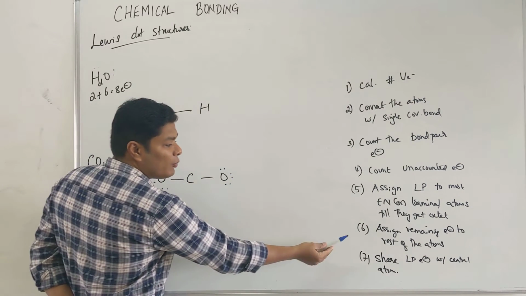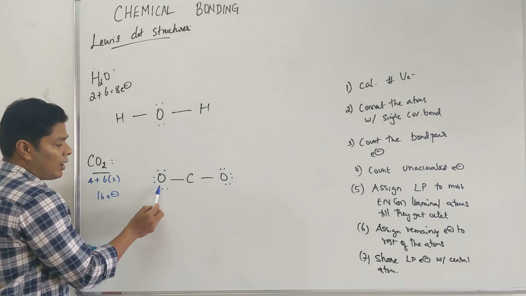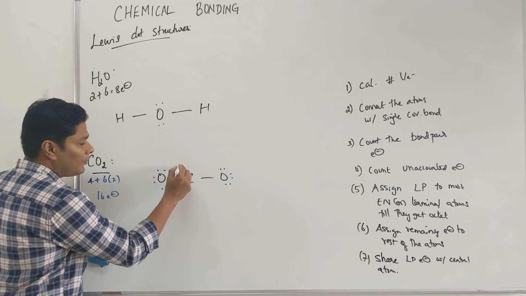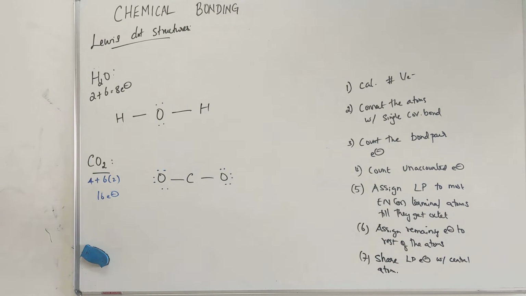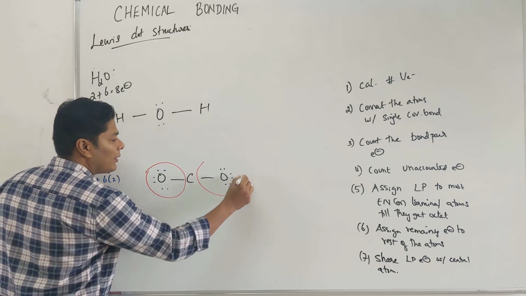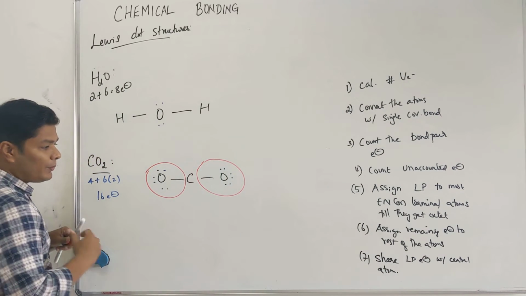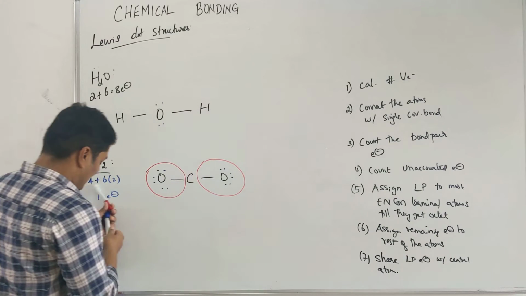Now I don't have any more remaining electrons to assign to the rest of the atoms. Now when you look at octet, this oxygen has an octet, this oxygen has an octet. But the carbon doesn't have an octet, it has only 4 electrons. So what do we do? Share the lone pair electrons with the central atom.